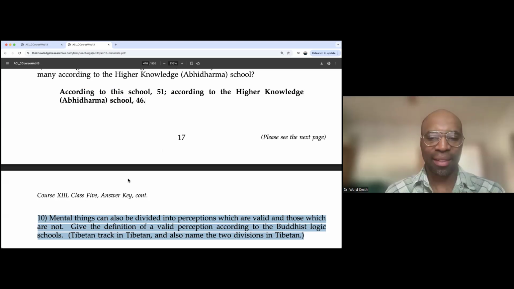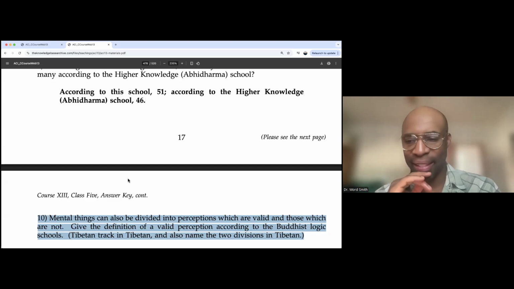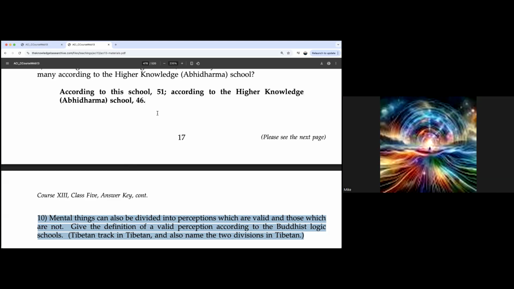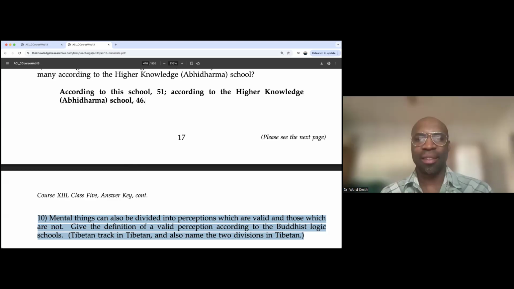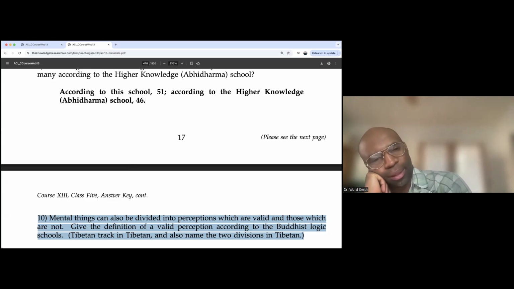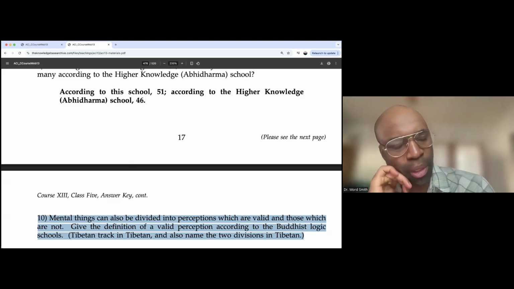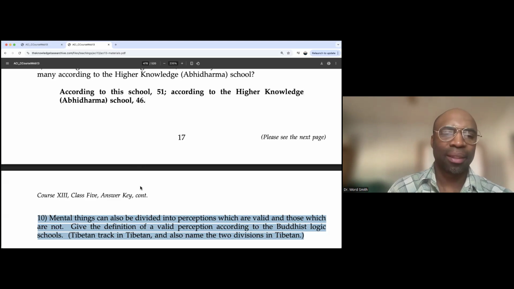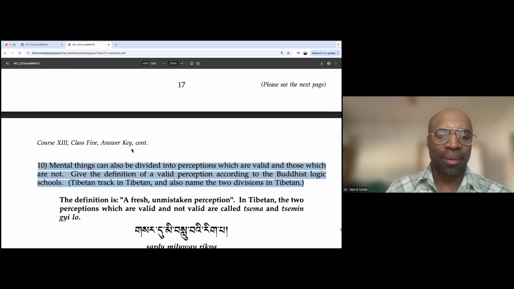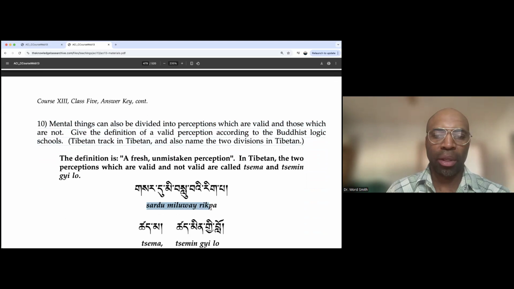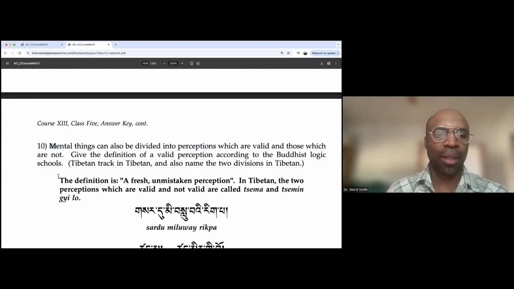Yeah. What is it? Didn't we already have this? Yeah, that's what I thought. It's like anything perceived by a fresh, unerring state of perception. How do they say? Um, Sardu Milu Rikpa? Something like that? Sardu Milu Rikpa. Okay. Read this, Mike.